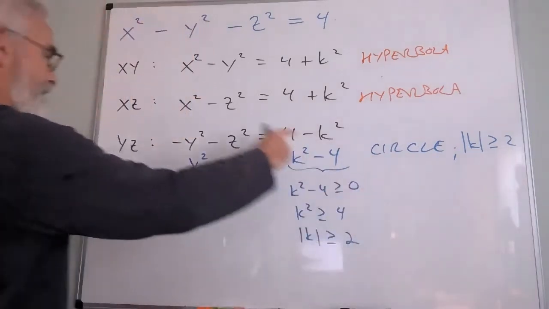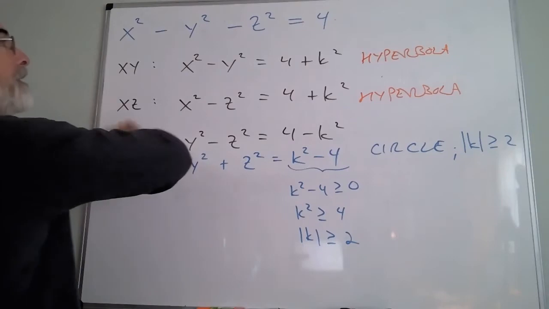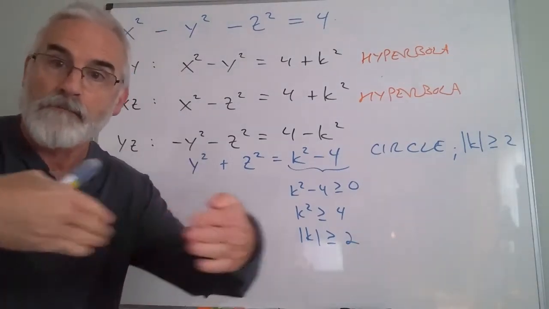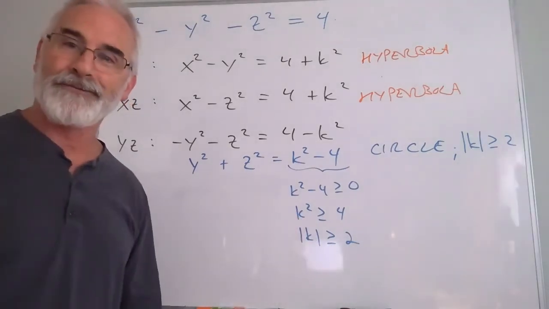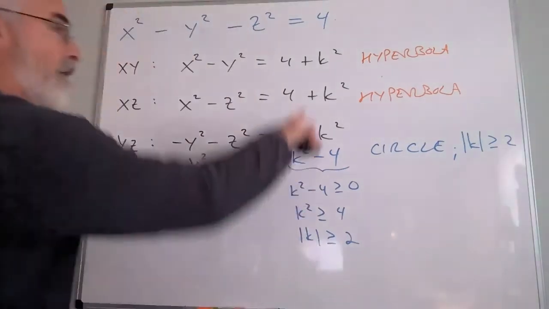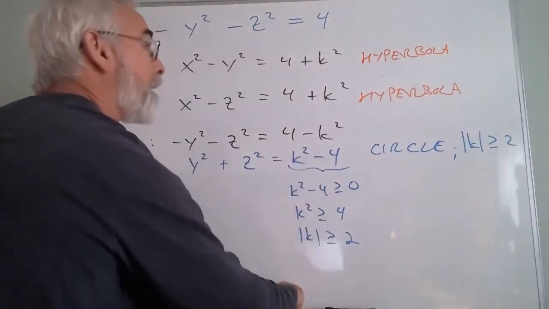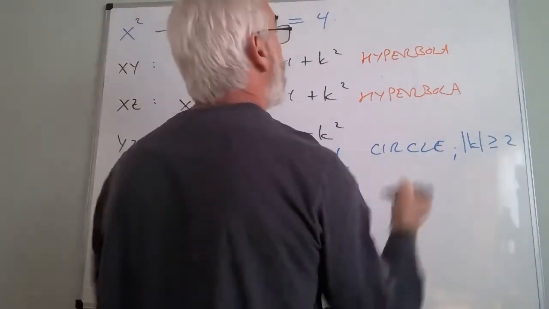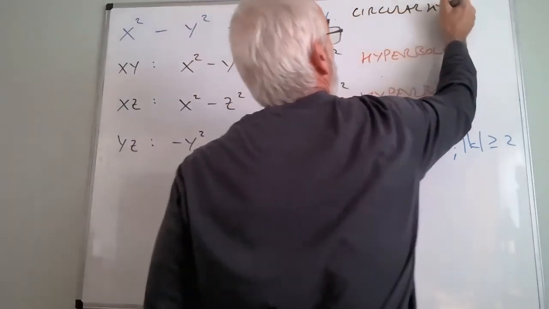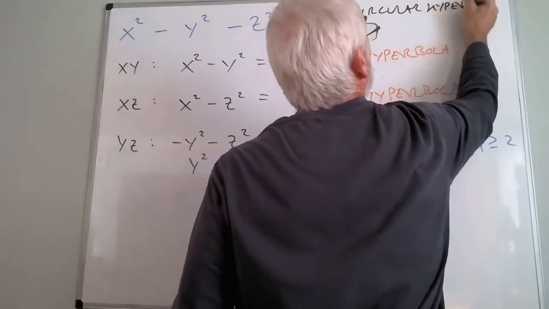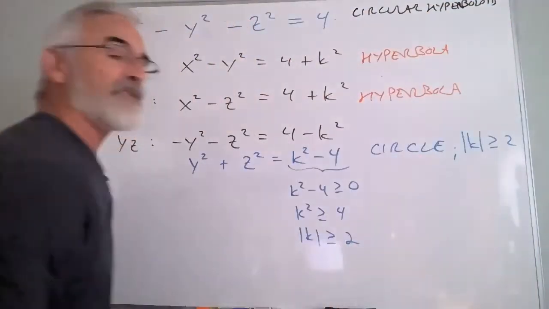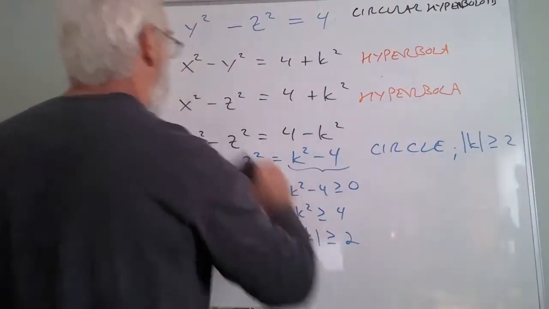Now, what did k represent in this? K represented the x value. So that means along the x-axis, there must be a gap. Ooh, that's kind of cool. I wonder what that looks like. So what is my shape, first of all? My shape is a circular hyperboloid. I'm going to hold off on the second piece because we're not done.